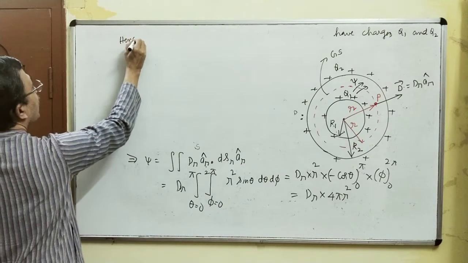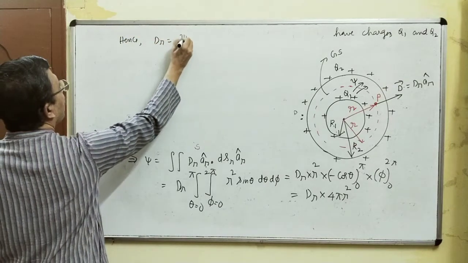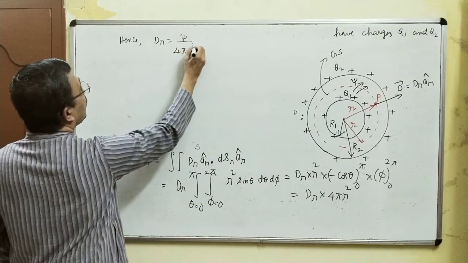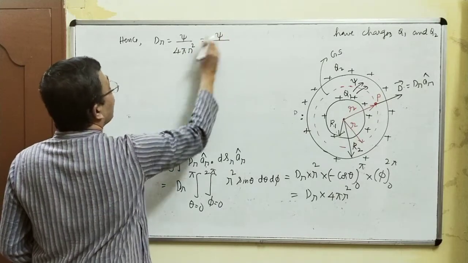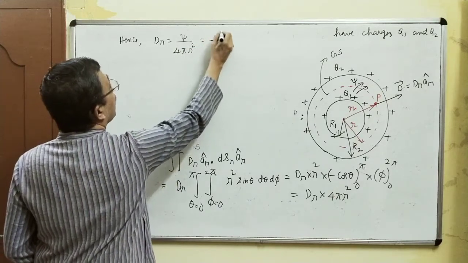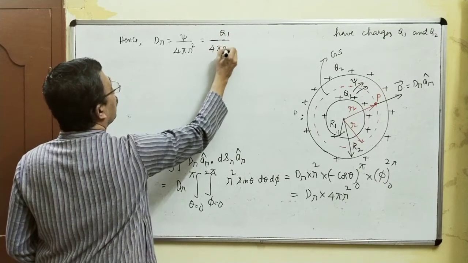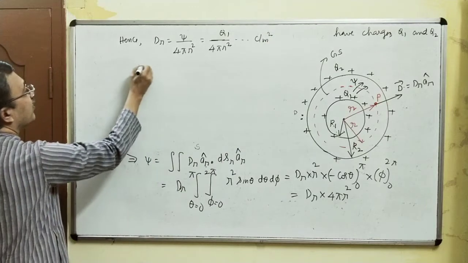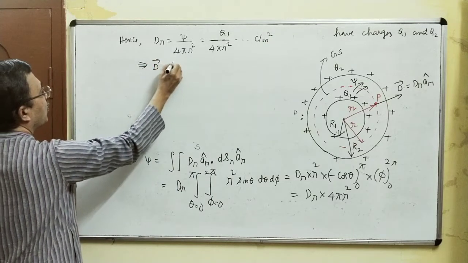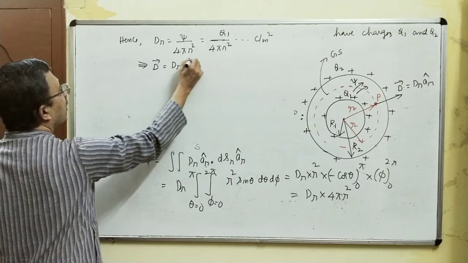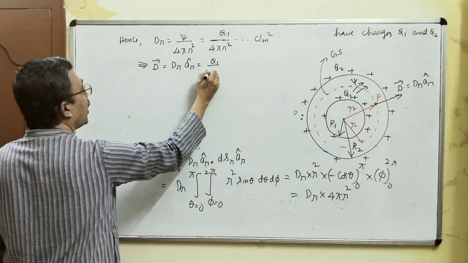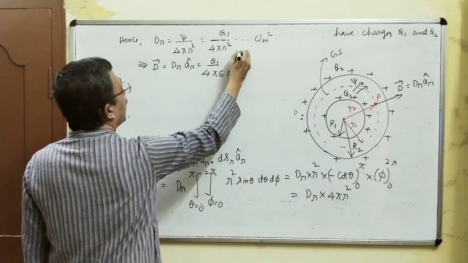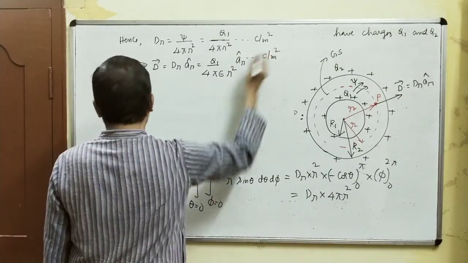Hence, what is Dr? Dr is equal to psi by 4 pi r square from this expression. What is psi from step number 1? It is nothing but Q1. So Q1 by 4 pi r square, so many coulombs per meter square. This implies vector D is equal to Dr into ar cap, which is Q1 by 4 pi r square into ar cap coulombs per meter square.